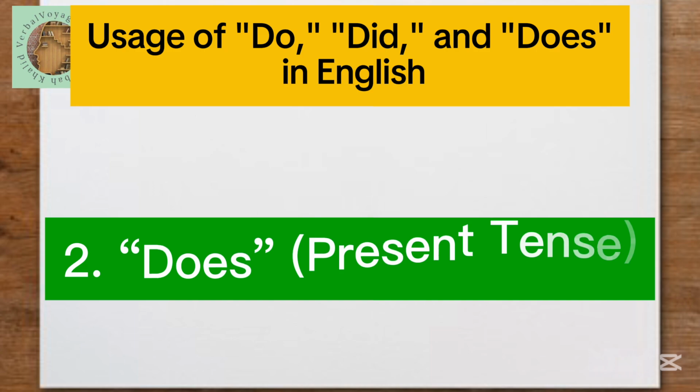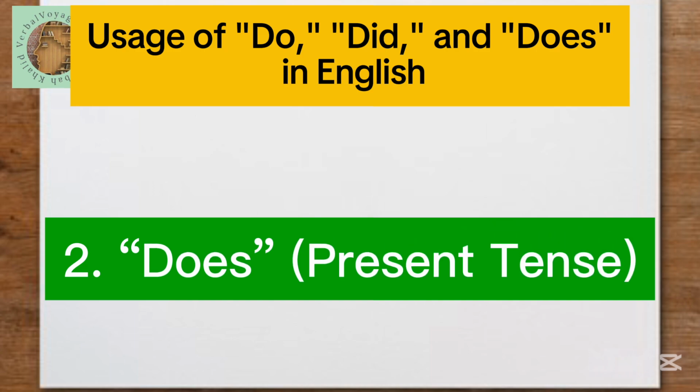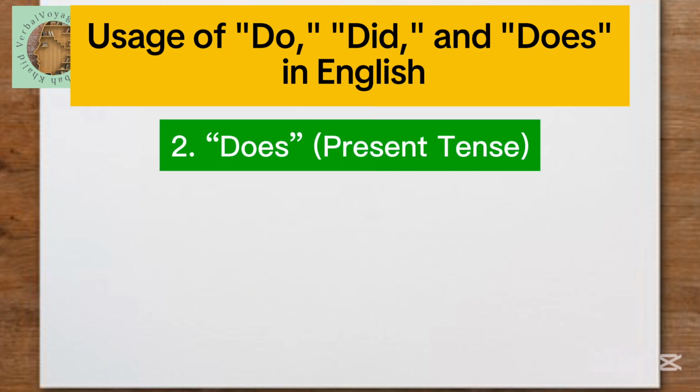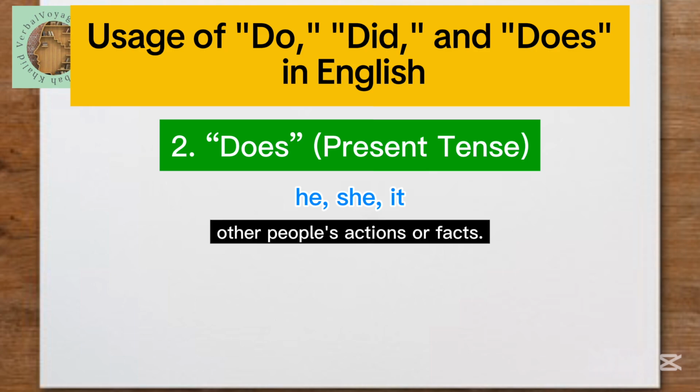Let's move ahead to the second one, does. Does is used in present tense. Use does with he, she, it for singular subjects in the present tense. It's used to ask questions or make negatives about other people's actions or facts.